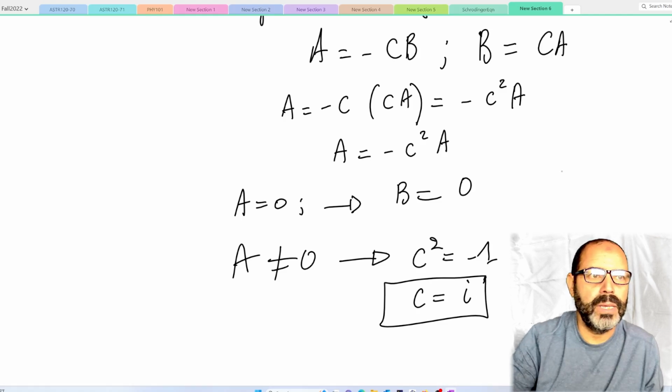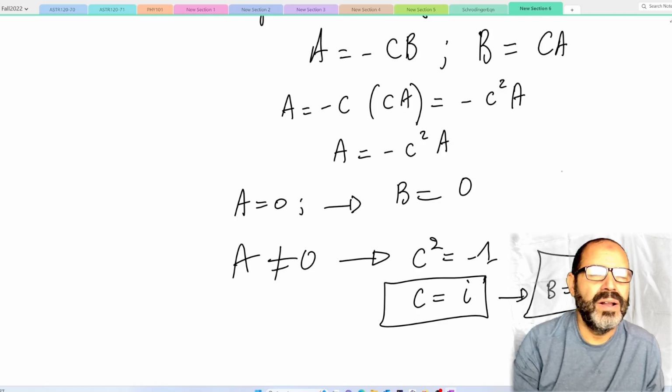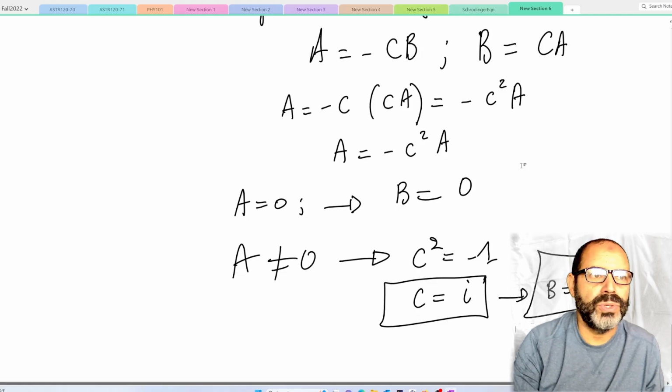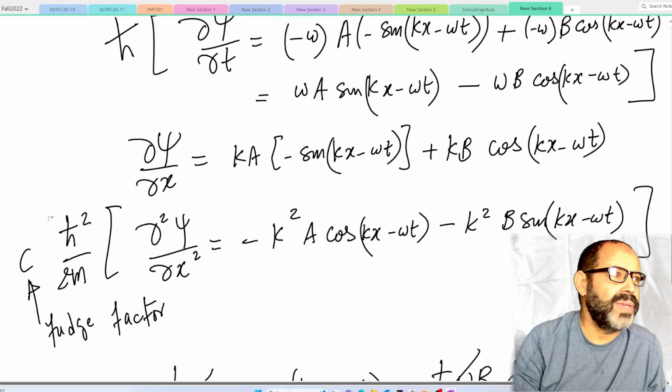Which means B is equal to CA is equal to IA. So this is how we have basically come up with it. So this is where we are. Our C must be I, which means that this C in this expression must be I.